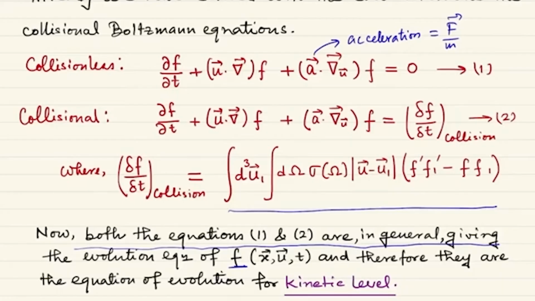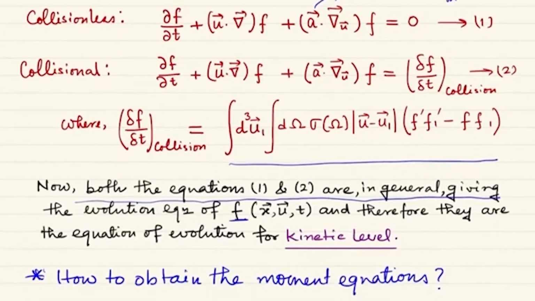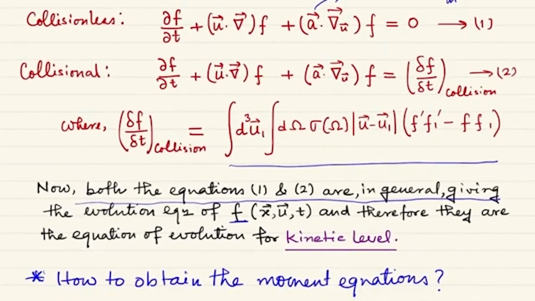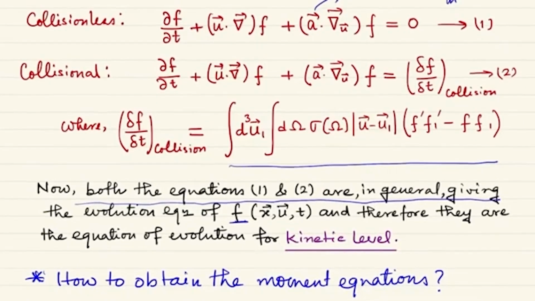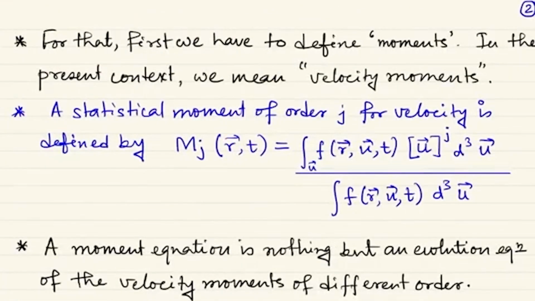Now, as I promised, in this lecture we will learn how to obtain the moment equations. That is something we have to learn now. For that we first have to define what moments are. In the present context, moment means simply velocity moments, and velocity means kinetic velocity, that means u.